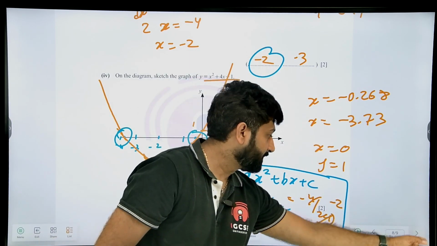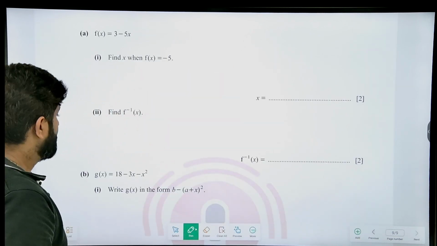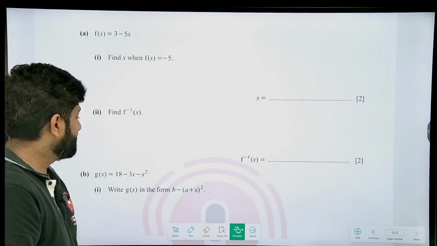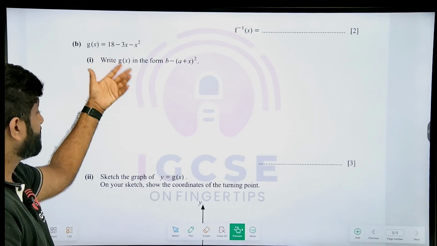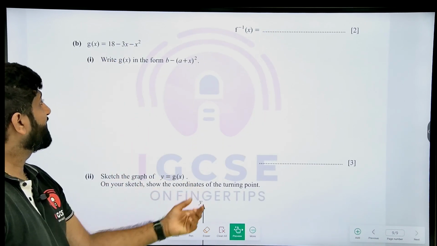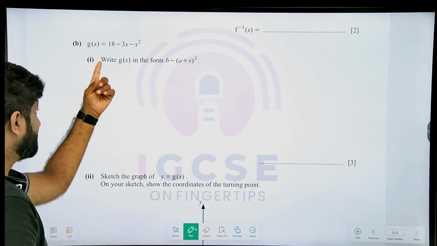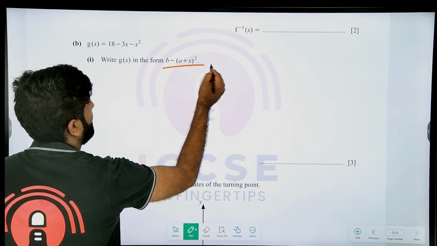This is a small tip to help you out. And I think I do have the last question. I think the last question is again somewhat the same. On the sketch, I have to show the turning points. Let me do one thing. Let me first write this in this form.